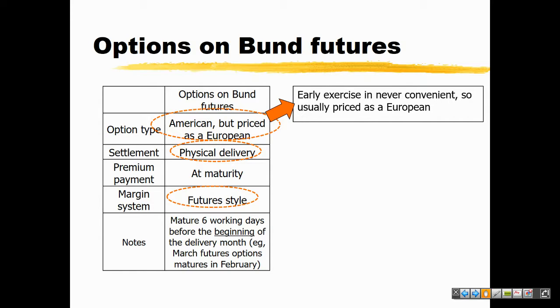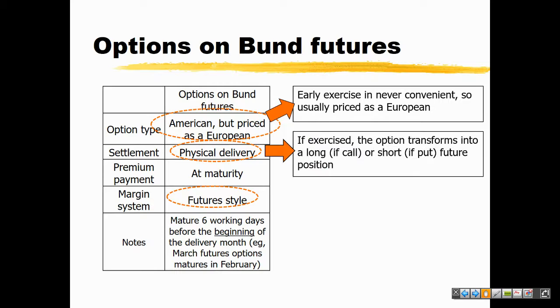So it's just an extra convenience for some cases of illiquidity, but in practice it is priced as if it were European. From the point of view of settlement, this contract is settled with physical delivery. The point is understanding what physical delivery means when the underlying is a future itself, which is a bit weird. Technically, what happens is the following.